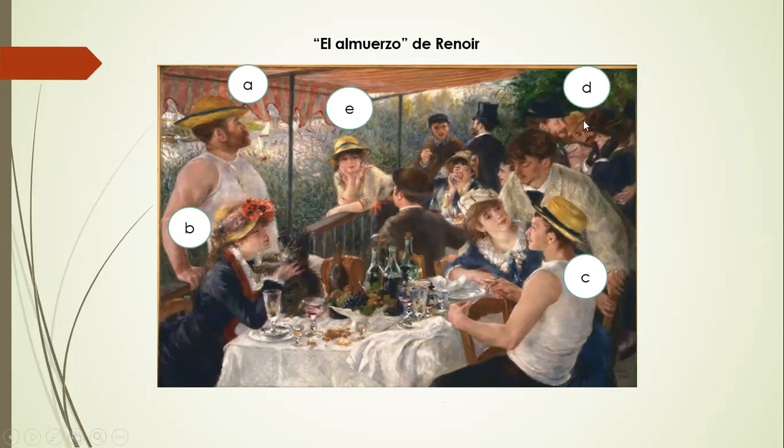And at the back of the picture, we have some people with the letter D. And here we have another guy sitting at the table with letter C. Look at them. Well, let's memorize this painting because we are going to use it for answering the activity.